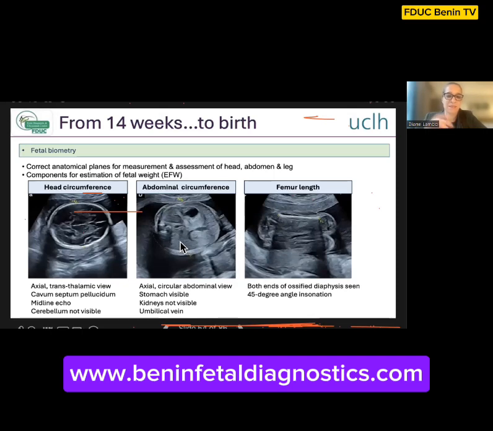And again, just as with the head circumference, with the abdominal circumference, what you don't want to see are your kidneys, because if you can see your kidneys, then it suggests that you're too low down on the fetus to be able to measure the AC. And then finally, to the right, you have your femur length, and you can see both ends here are visible, and you can measure the femur from one end to the other. You can see the ossified diaphyses clearly.